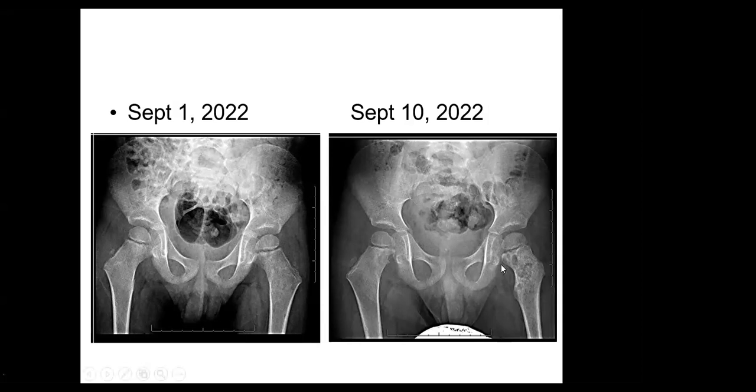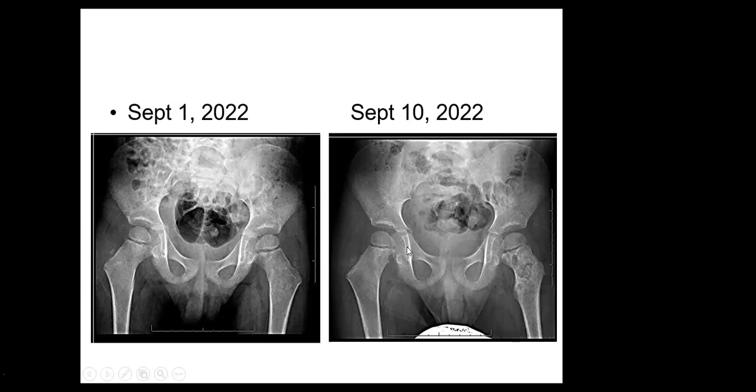Okay, so that's one thing. So that's the reason why I have two X-rays, showing you the date. The reason why you have two X-rays with the dates is to tell you that this process is a rapid destruction of the bone.